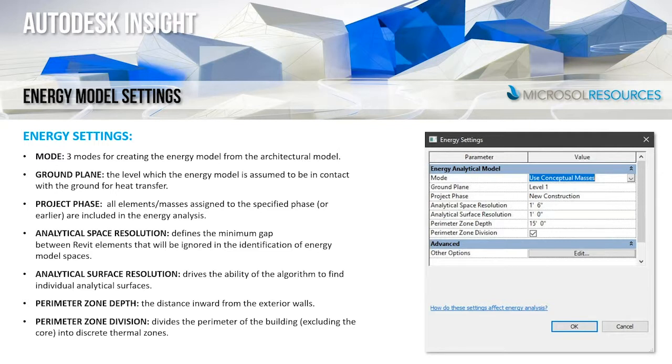So it's just a matter of fine-tuning and playing around with these settings a little bit to see what works best with the model. Again, it goes back to those initial questions that you want to be asking yourself when you start the model. What level of detail, what kind of minutia do I want to get into with these settings, and more to the point, with the results that come from the energy model itself. The analytical space resolution defines the minimum gap between Revit elements that will be ignored in the identification of the energy model spaces. So this goes back to the notion that the model doesn't have to be watertight.